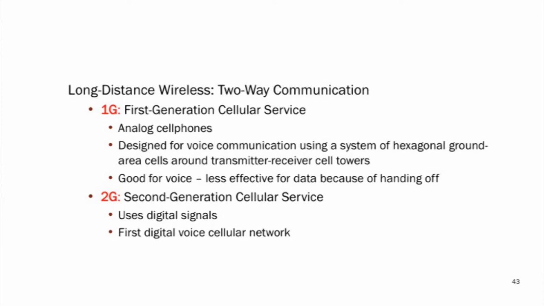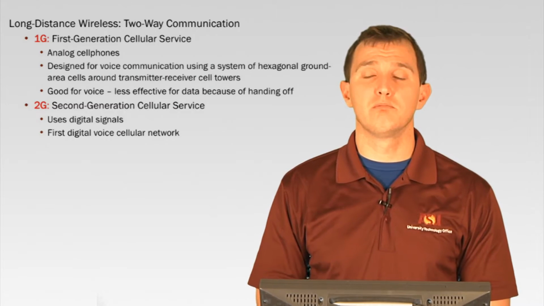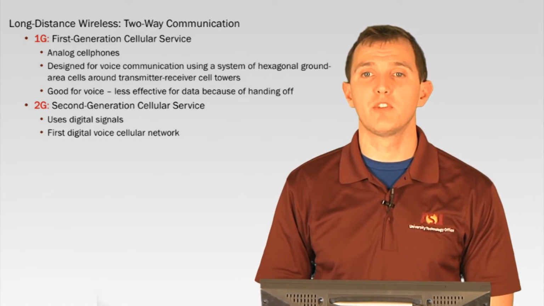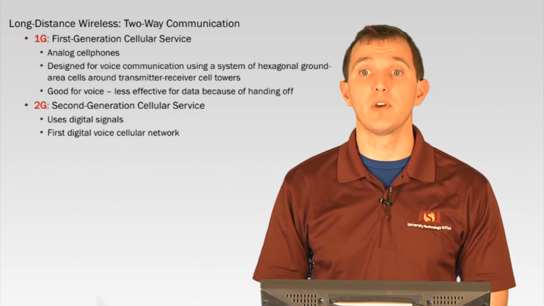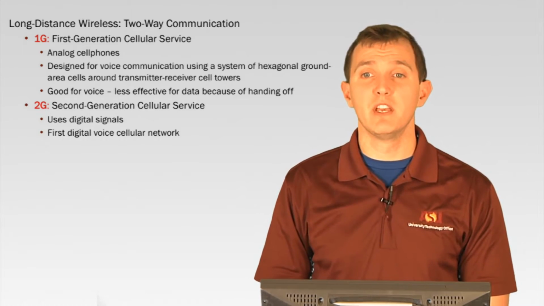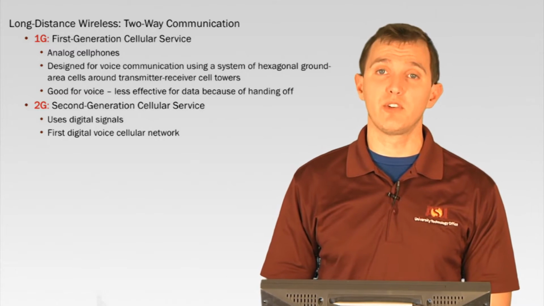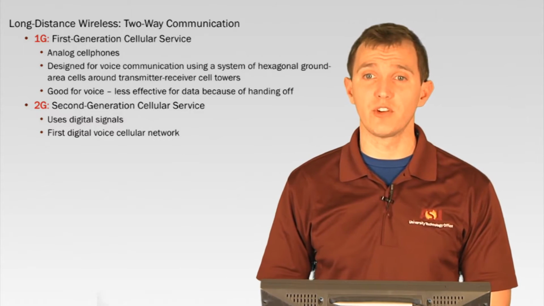Long-distance wireless and two-way communication, we talk here about different speeds of cellular service. 1G, we didn't really even talk about 1G because it was just a G. It was just taken for granted that it is a wireless service, right? And then 2G, well, second generation, we'll start talking about that because it's twice as fast as first generation, right?